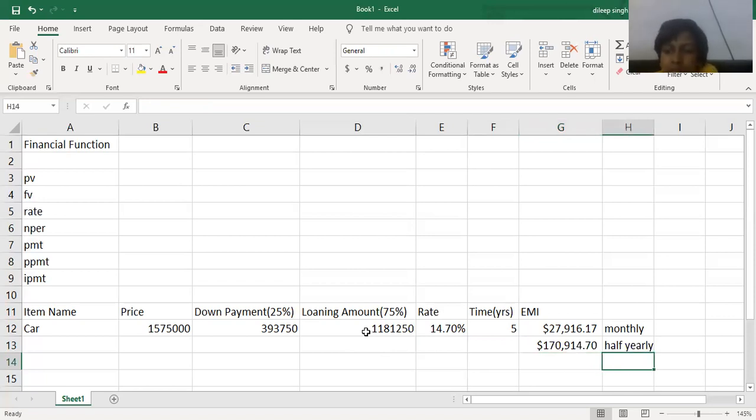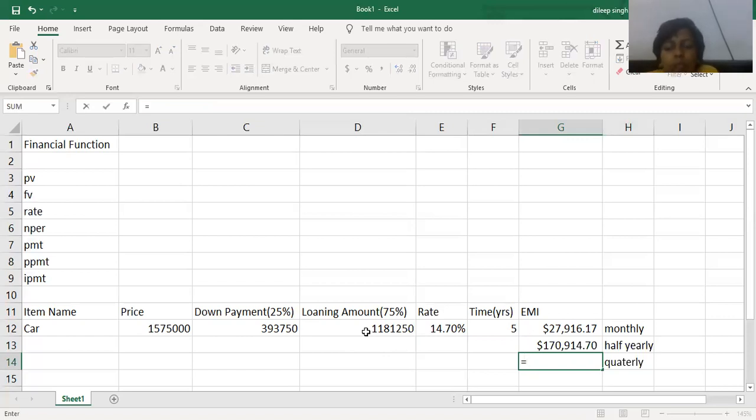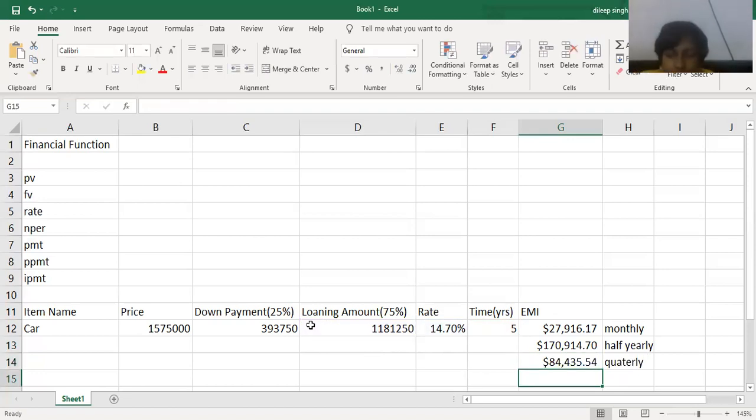Similarly, if you calculate the quarterly, do you know what is the meaning of quarterly? Quarterly means after 3 months. If we have 4 installments in a year, then we say that is quarterly. Okay, just press equal to and type your PMT function and do the same process again. How many quarters in a year? That is 4. So we have to divide it by 4 and press comma and select the time and multiply it by 4 because there are 4 installments in a year, and press comma and again press minus and select the loan amount and press comma and use 0 and press enter. This is the quarterly EMI.